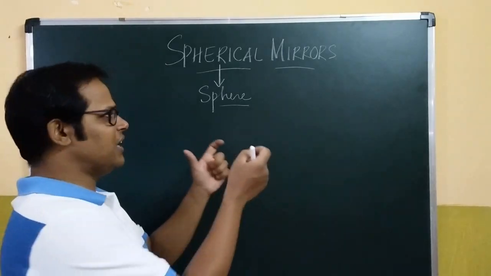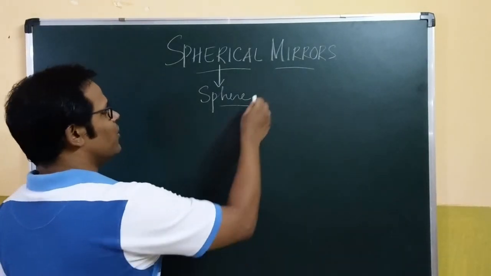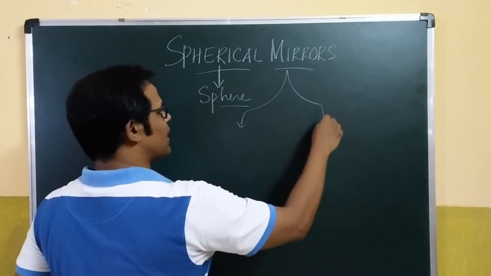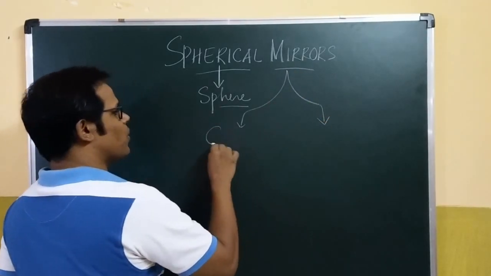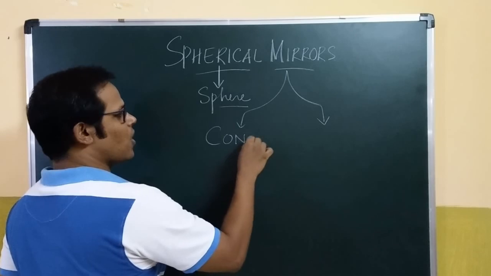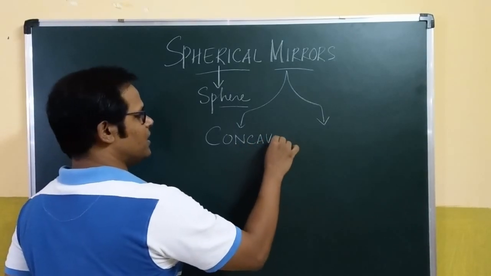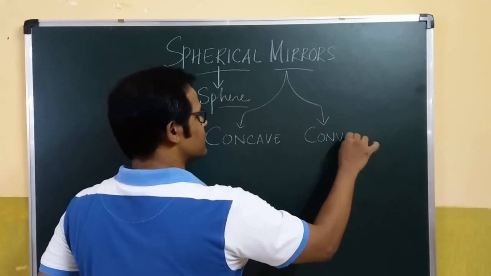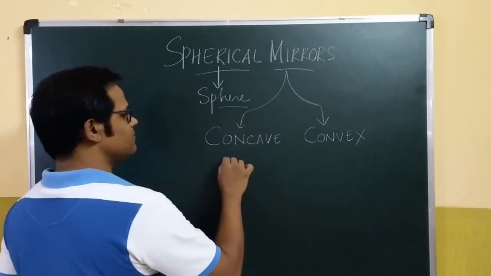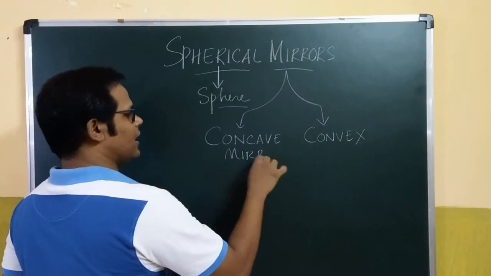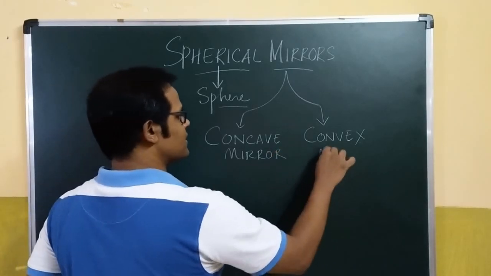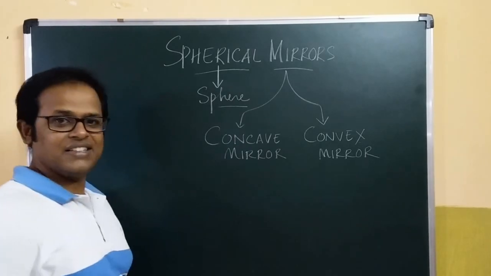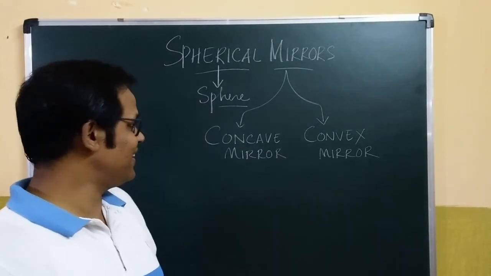Let me quickly get into the two very well-known types of spherical mirrors. They are subdivided into two names. One we know as the concave spherical mirror. The other one we call the convex spherical mirror. So I can call this a concave mirror, and this one a convex spherical mirror. Is that all right? Okay.